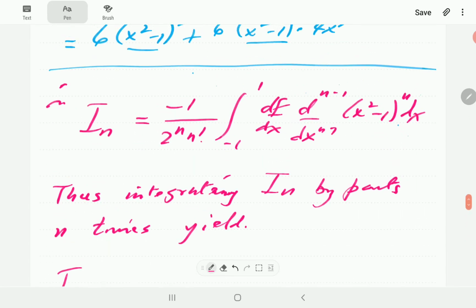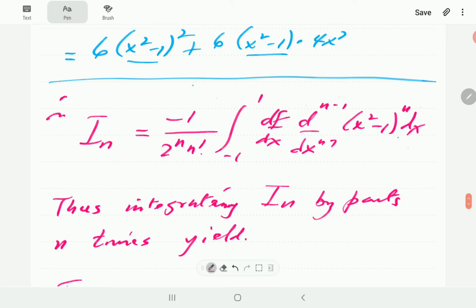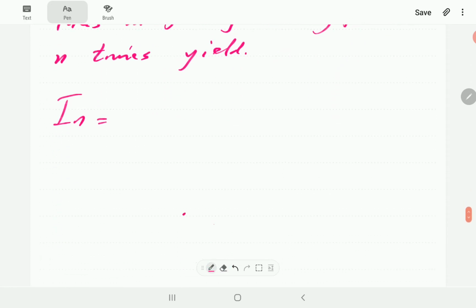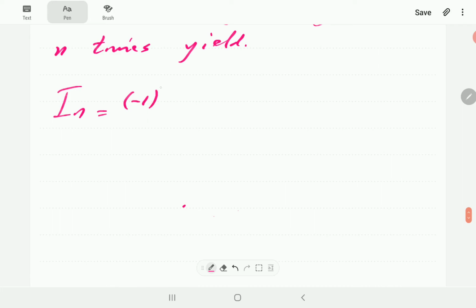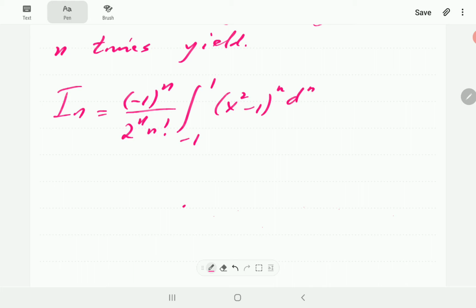Of course, the sign here alternates: minus 1, plus 1, minus 1, plus 1. So we're going to have minus 1 to the power n over 2 to the power n times n factorial, integral from minus 1 to 1. Then we are going to have x squared minus 1 to the power n. So that is just going to be the polynomial. And for f, we are going to have the nth order derivative.